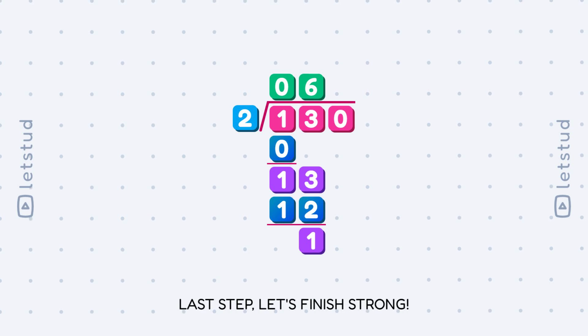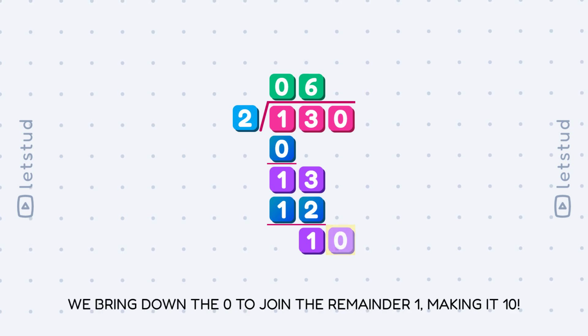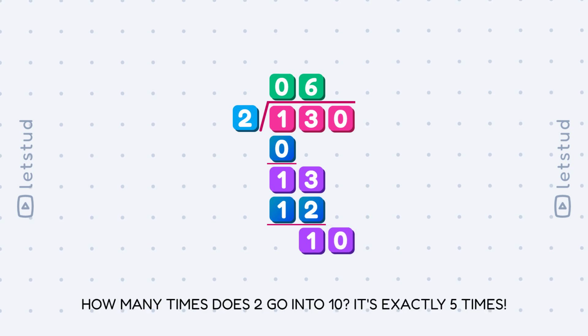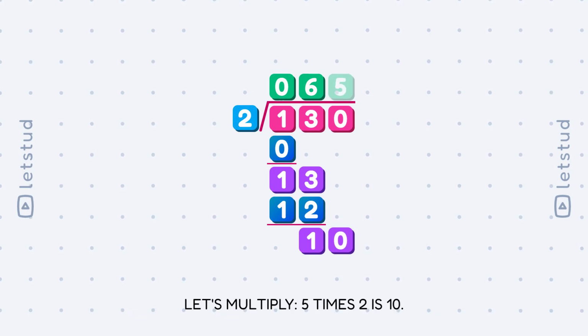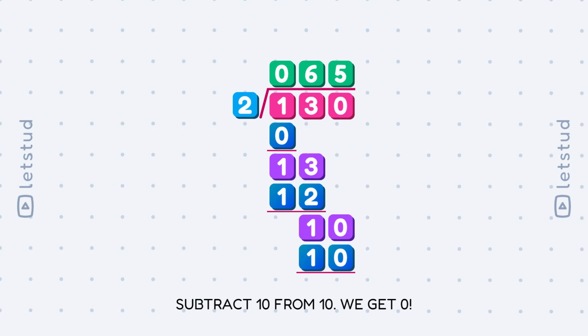Last step, let's finish strong. We bring down the 0 to join the remainder 1, making it 10. How many times does 2 go into 10? It's exactly 5 times. Let's multiply. 5 times 2 is 10. Subtract 10 from 10, we get 0.